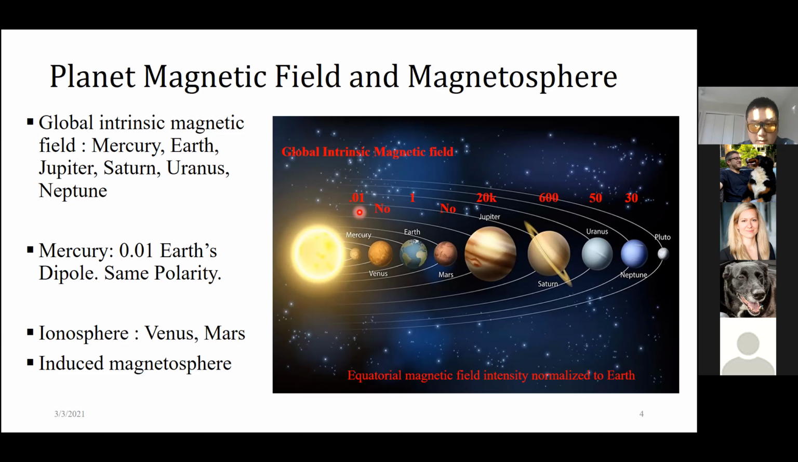And the polarity of the magnetic dipole of Mercury is the same as the Earth's dipole. Jupiter, Saturn, Uranus, and Neptune have much larger magnetic fields compared to the Earth. And Venus and Mars do not have a global intrinsic magnetic field. We know Mars has some strong crustal magnetic field in the southern hemisphere. And Venus and Mars have a highly conducting ionosphere which interacts with the solar wind and forms what we call the induced magnetosphere.